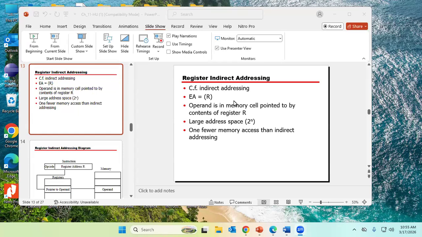Okay, guys, this we have gone through. Who's going to answer this question for me, please? Large address space, 2 to the power n. Look at this. We have talked about it.